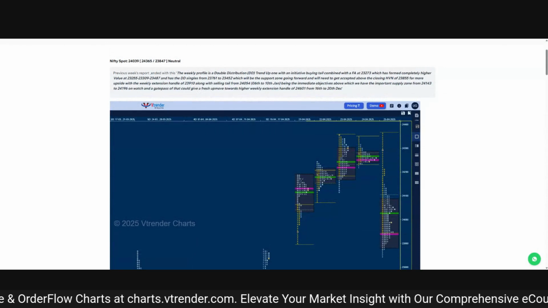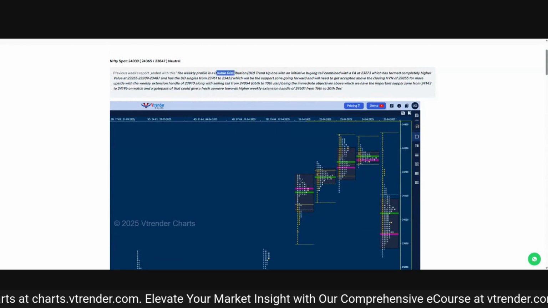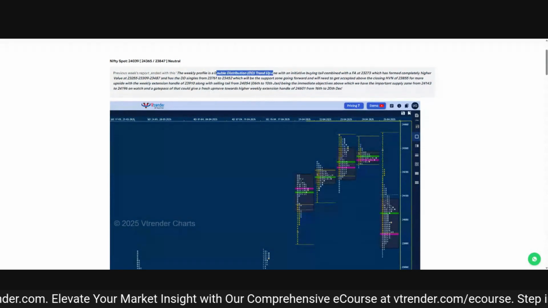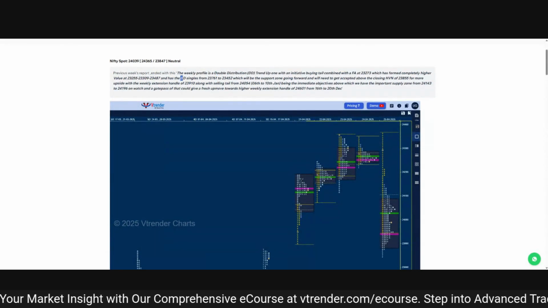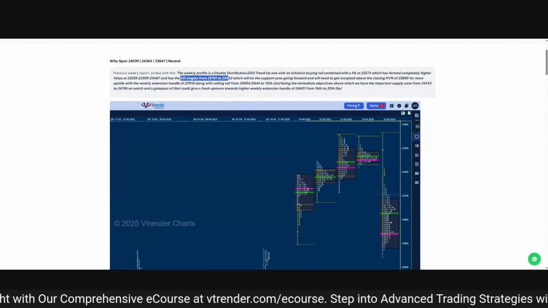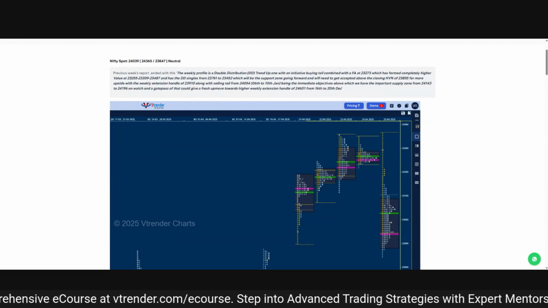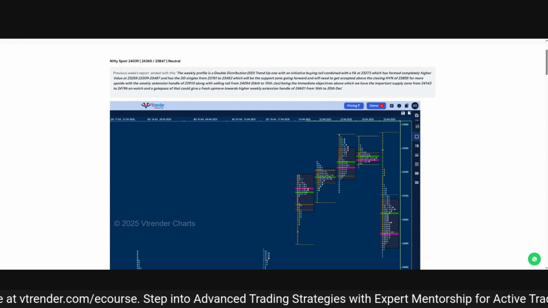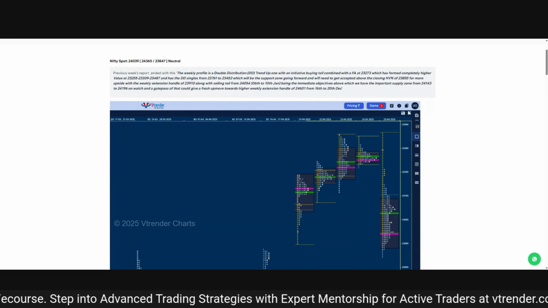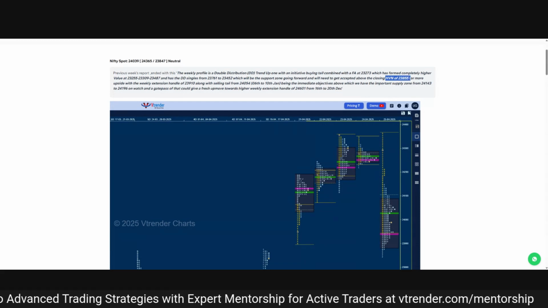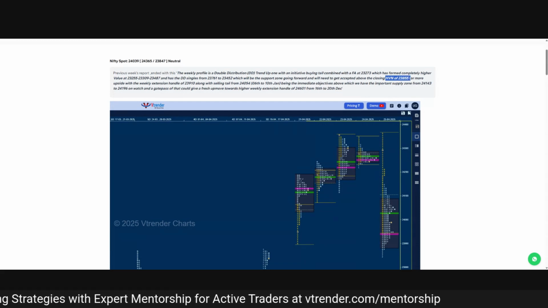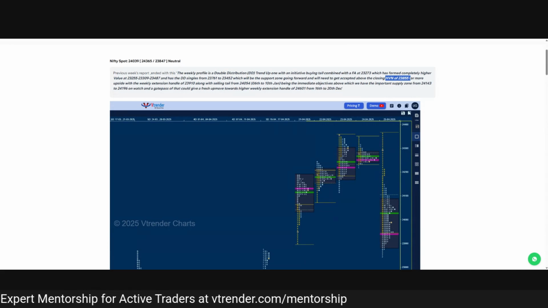The week prior to last week, the weekly profile was a double distribution trend up one, initiative buying tail was there, and we had a zone of DD singles from 22761. So this will be the support zone going forward, and we'll need to get accepted above the HVN of 23855. So this 23855 was a very important reference for us, not just last week, even now.